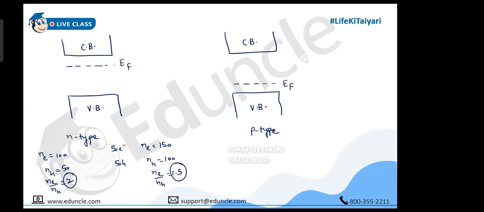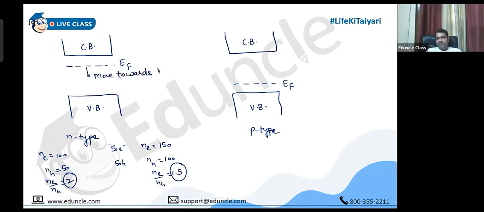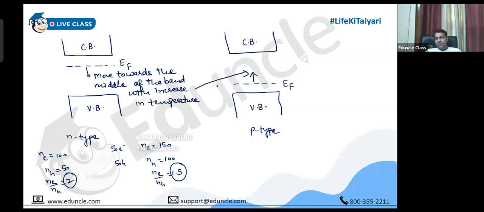So what you can say is that the Fermi level moves towards the middle of the band, because in intrinsic it lies near the middle of the band. So it moves towards the middle of the band with increase in temperature. And the same is true whether it is N-type or P-type: in both semiconductors, with the increase in temperature, the Fermi level moves towards the middle of the band.